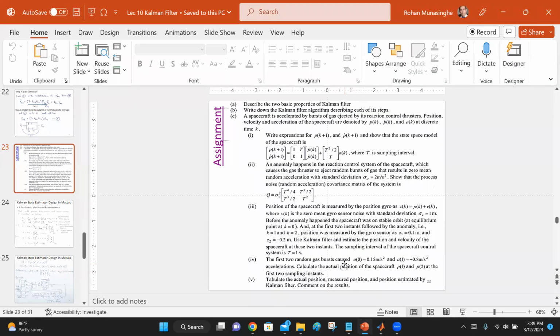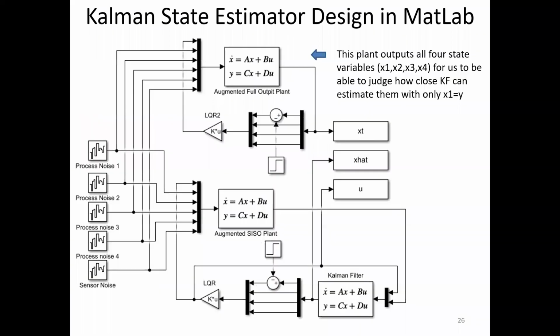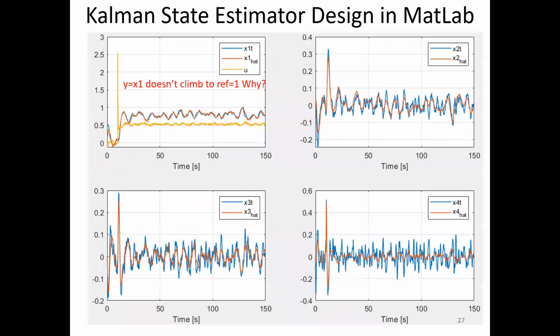So now let's go back to the slides. This is the question I asked you: y equals x1 doesn't climb to reference 1. Why? It doesn't climb there because in the LQR controller we use here, we have a high cost assigned for the control signal, so it doesn't generate enough control signal.